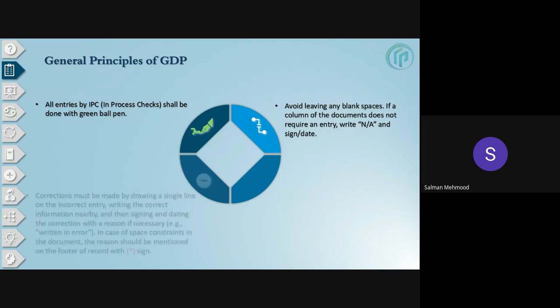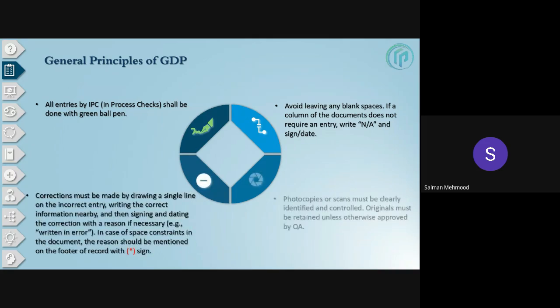So these are some more general principles. Like the quality assurance staff in pharmaceutical companies usually record their data with a green ball pen in order to differentiate the records between the production and the QA staff. Sometimes there are blank spaces, if you have seen in GMP documentation. So you have to mention NA in the blank spaces, and photocopies or scans must be clearly identified and controlled, and the original copies must be retained unless otherwise approved by the QA.